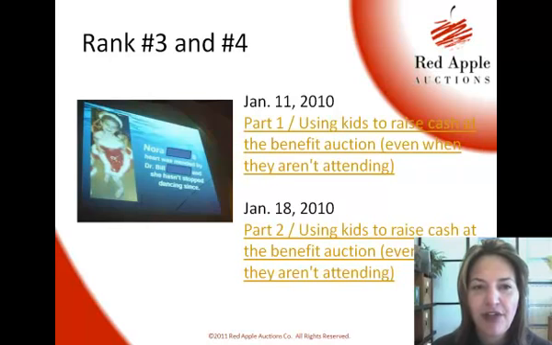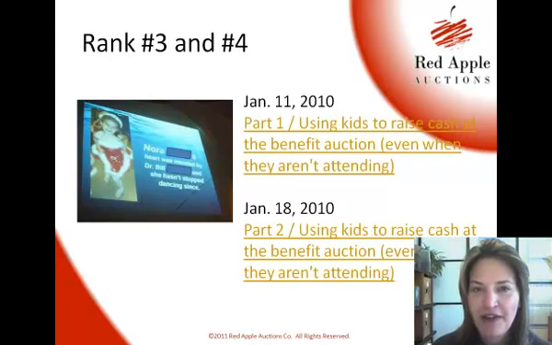On ranked number 3 and 4 respectively, I wrote those posts on January the 11th and January the 18th of 2010, part 1 and part 2. Using kids to raise cash at the benefit auction, even when they aren't attending.